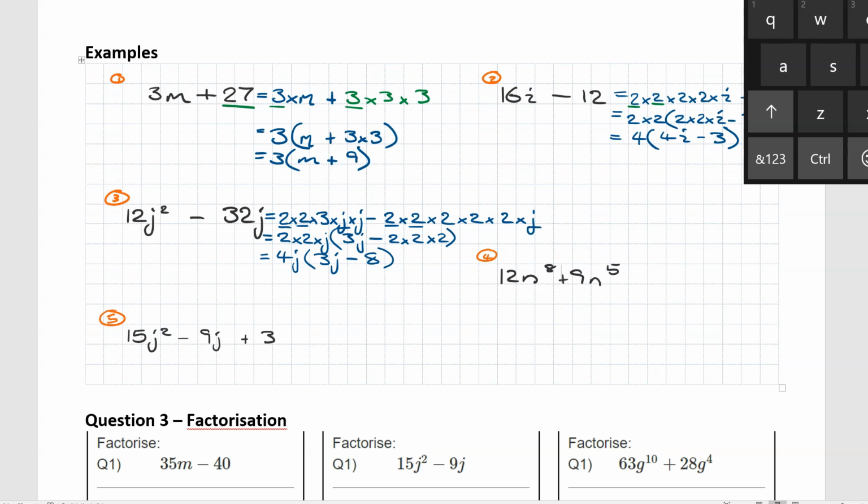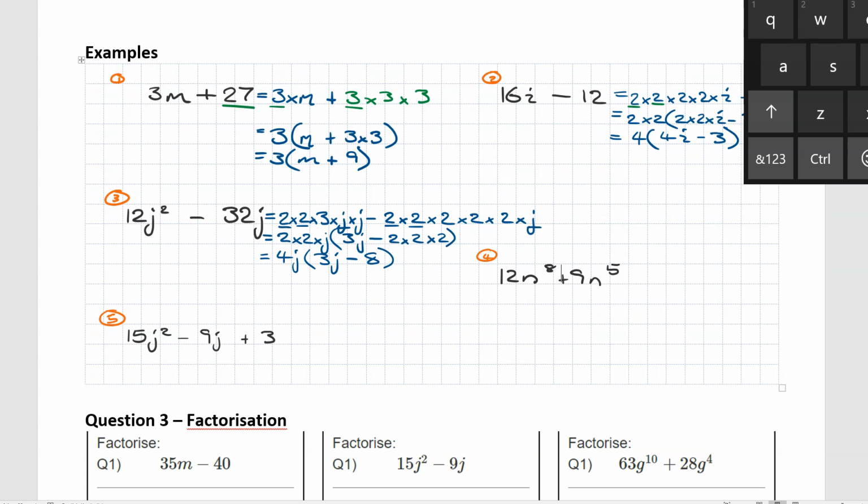Now, alright, question 4. 12n to the power of 8 plus 9n to the power of 5. With this question, or I should say in the last questions, I've broken everything down into its prime factors. In this one, I'm not going to do it. In this one, we're a little bit more learned, and we're going to take one step forward and look for the biggest factors between the numbers.